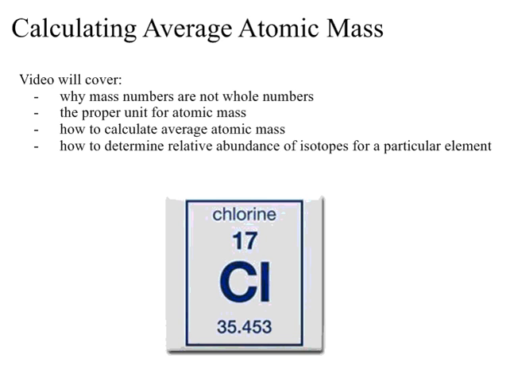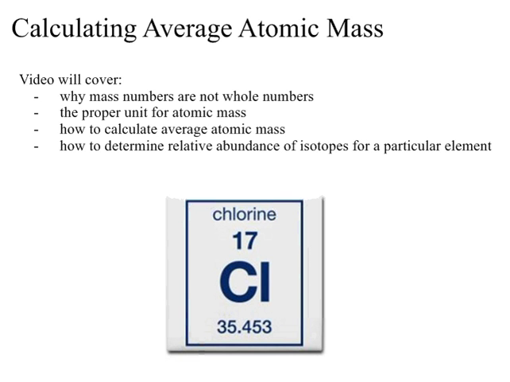Alright, this is your video on calculating average atomic mass. In this video we're going to cover why mass numbers are not whole numbers, the proper unit for the atomic mass of an atom, and then how to calculate the average atomic mass, of course, and then how to determine relative abundance of isotopes for a particular element. So I'm going to go ahead and talk a little bit about each one of these things.